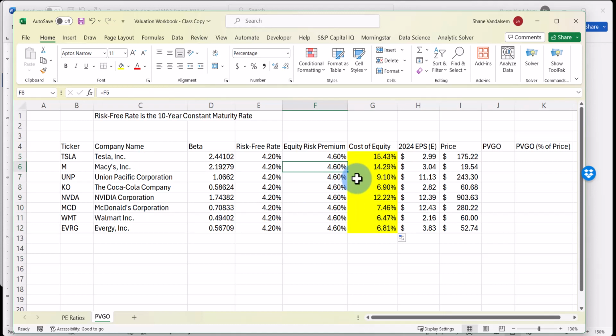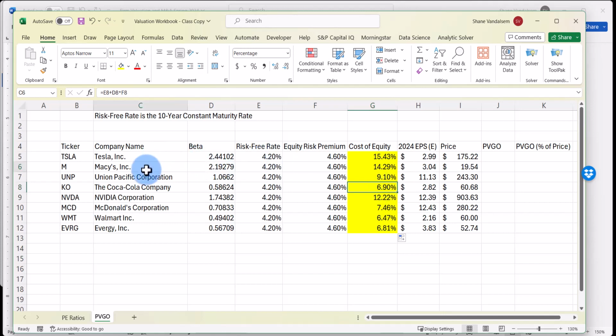We can see here that the required rate of return for Tesla's stock is estimated at 15.43%, and we compare that to much more stable companies like Walmart at 6.47% and Evergy at 6.81%. If you're not familiar, Evergy is an electric utility. Other ones that you might be familiar with are Coca-Cola. Again, a low cost of equity, a fairly safe company, very stable revenues, very stable earnings.